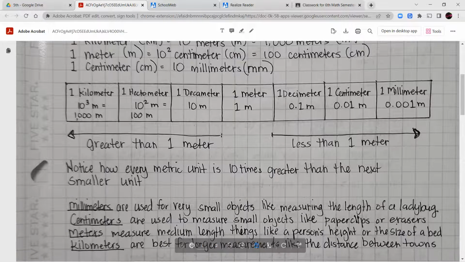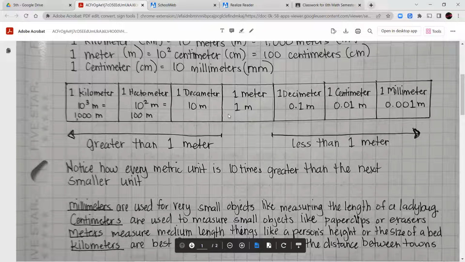Now we've got our chart over here, just like we saw in the video. So your 1 meter is going to be kind of your base measurement. Less than 1 meter, you have 1 decimeter. So this is the tenths, right? 1 centimeter, that's the hundredths. And 1 millimeter, that's the thousandths. So these are all less than 1.